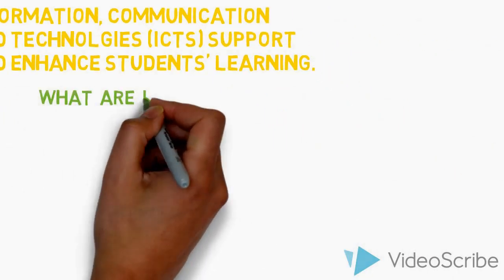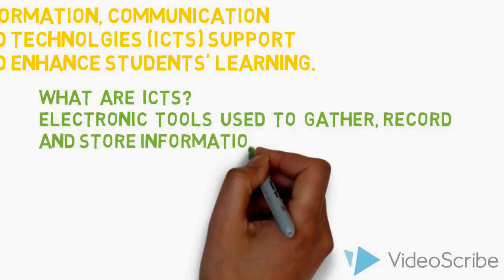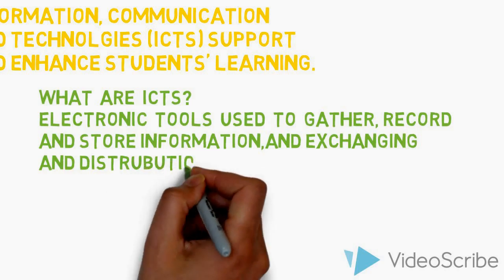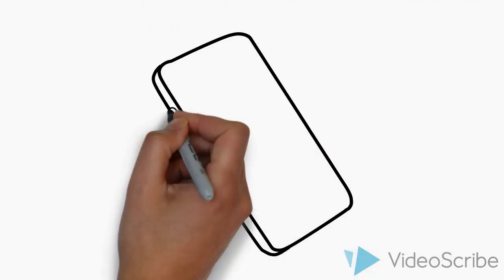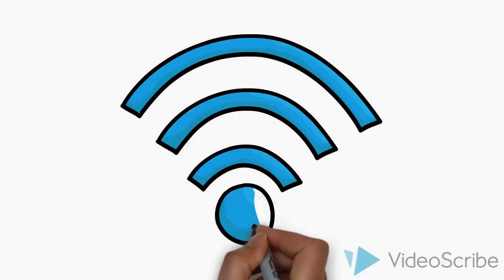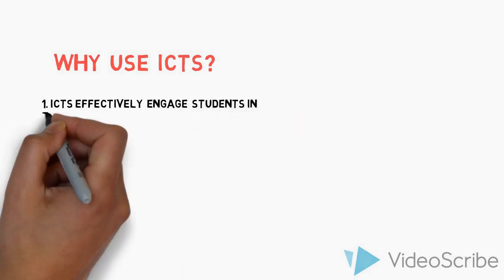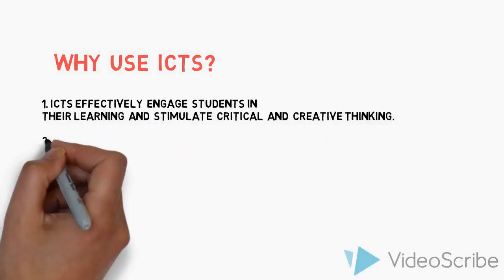So, what are ICTs? ICTs refer to electronic tools used to gather, record and store information and exchanging and distributing information to others. Some simple examples of ICTs are computers, mobile phones, digital cameras and the internet. In this presentation, I will explain my reasons for using ICTs to enhance students' learning. They are 1. ICTs effectively engage students in their learning and stimulate critical and creative thinking. 2. ICTs help prepare students for the real world and future workplace.